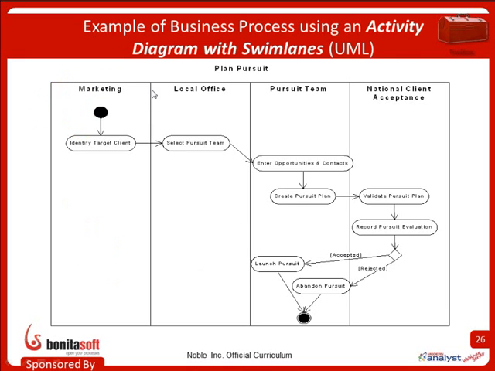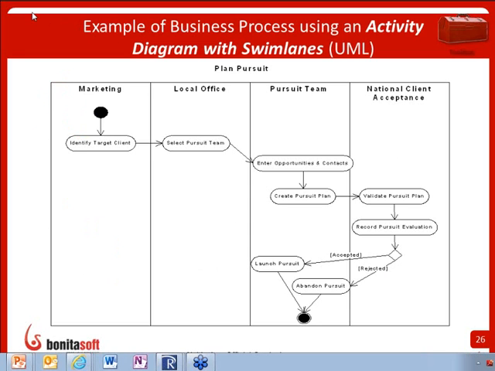So back to, here's an example of an activity diagram. Now here we see lanes again. So these are lanes within a pool. They don't use the word pool within UML, but everything at whatever level is referred to as a lane or a partition. I'm not going to use the word partition because it's so techie sounding. So here we've got marketing, local office, pursuit team, national client acceptance. These are different departments within the organization. These would have been lanes in BPMN, and so they are here as well.